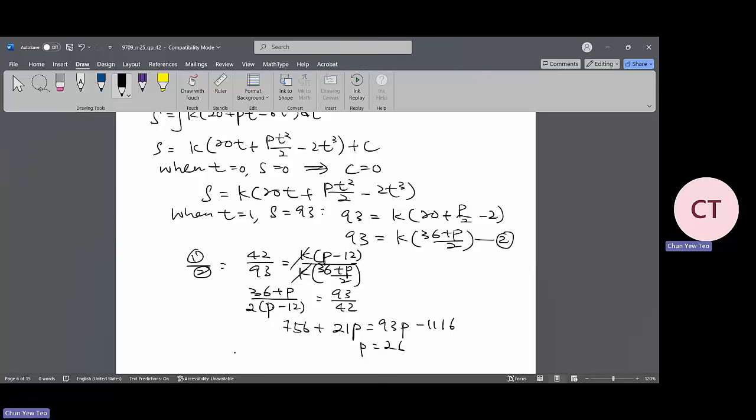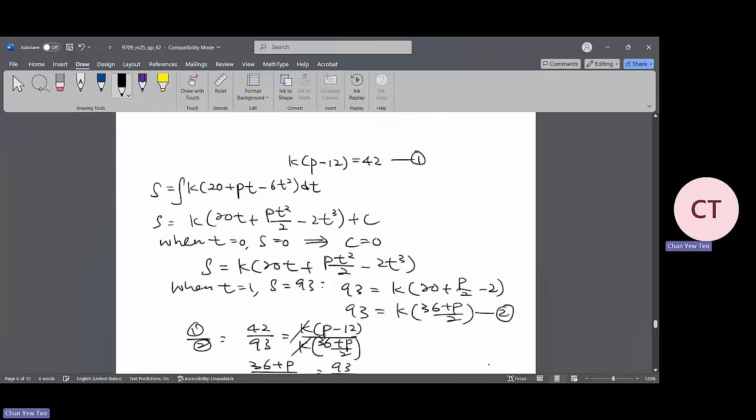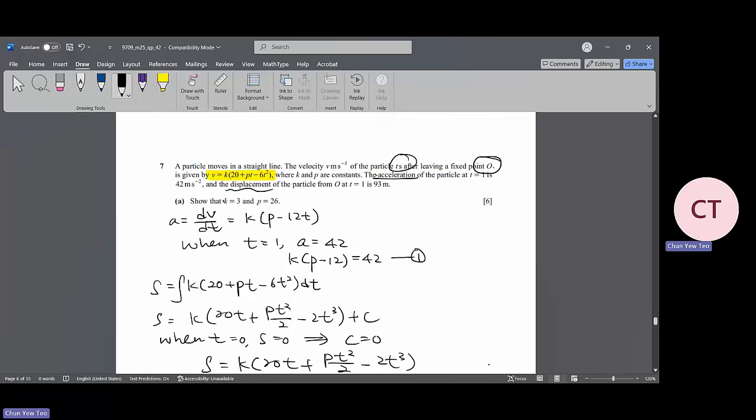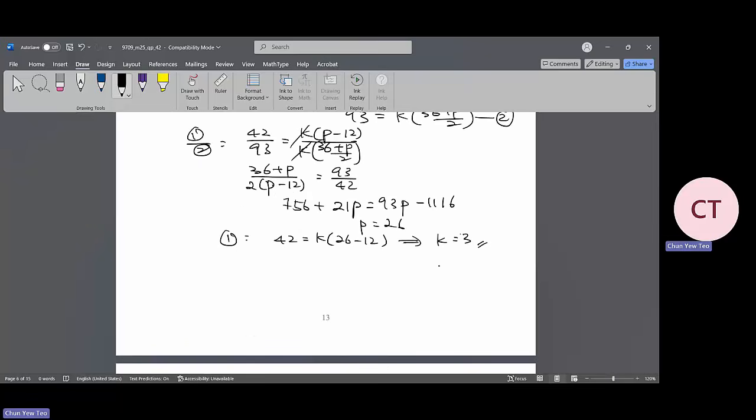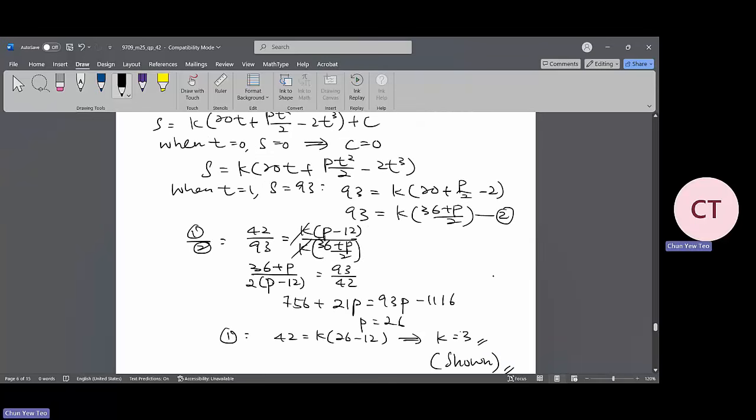So since p is equal to 26, you can just put back in equation 1 or equation 2, that is up to you. I think I will put back into equation 1. Equation 1 is 42 equal to k of the b minus 12. So it will give you that k is equal to 3. So we have shown that k is 3, b is equal to 26. Shown. Okay, so this is the answer for question number 7a.